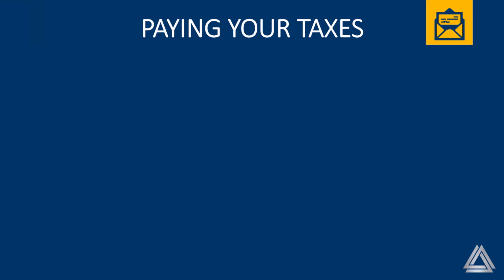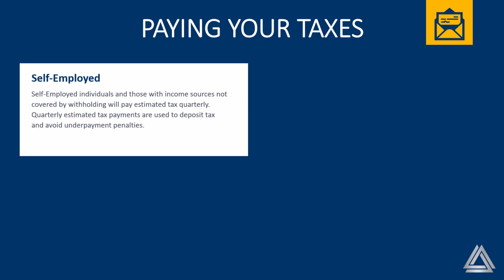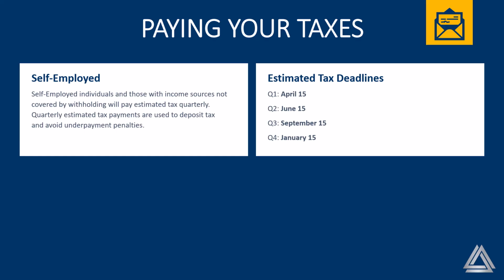Specifically talking about estimated payments and when to pay them, here's more information you need to know. Self-employed. Self-employed individuals and those with income sources not covered by withholding will pay estimated tax quarterly. Quarterly estimated tax payments are used to deposit tax and avoid underpayment penalties. Estimated tax deadlines: April 15th, June 15th, September 15th, and January 15th.